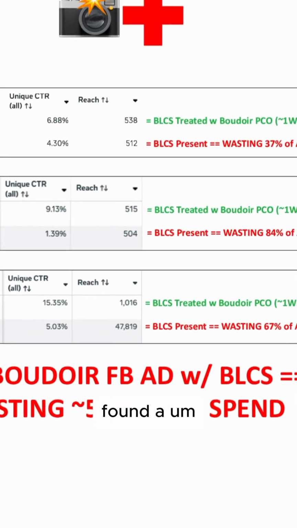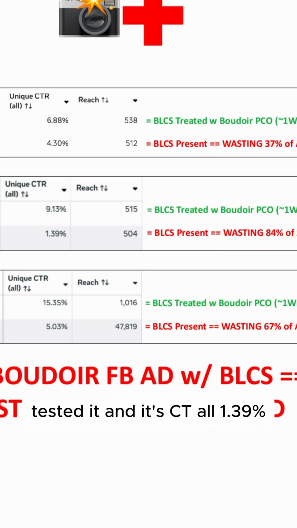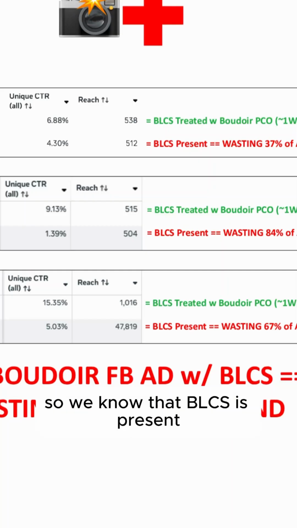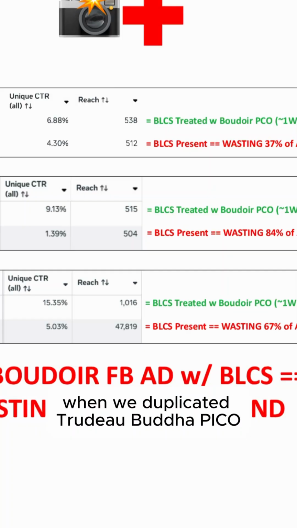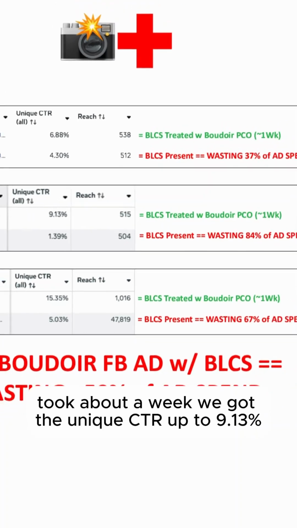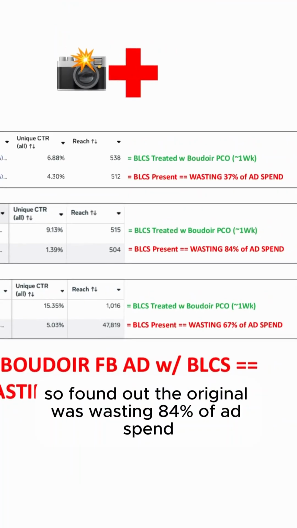Next, found another Boudoir Facebook ad, brought it to the hospital, tested it. Unique CTR 1.39%. So we know that BLCS is present. And when we duplicated it, treated it with Boudoir Pico, took about a week, we got the unique CTR up to 9.13%. So we found out the original was wasting 84% of ad spend.